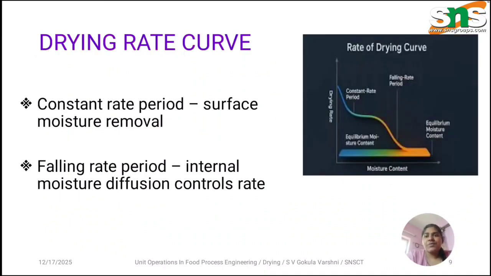Drying takes place in two major stages. Constant rate period, in which surface moisture is removed at a constant rate. Next is the falling rate period. Internal moisture diffusion controls the drying rate. Most food products spend more time in the falling rate period.